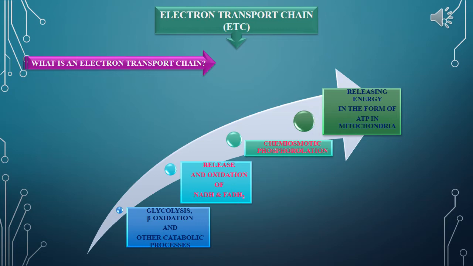And how is ATP synthesized? From NADH and FADH2 through the electron transport chain. When electrons are transported, the process is called a redox reaction. Reduction and oxidation take place when electrons are transported. Loss of electrons is called oxidation, and gaining of electrons is called reduction. So this is how the electron transport chain forms to release ATP.